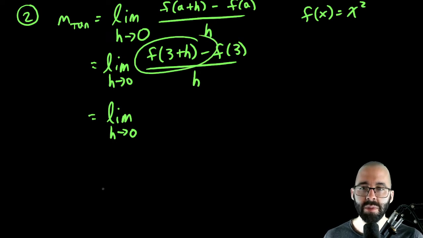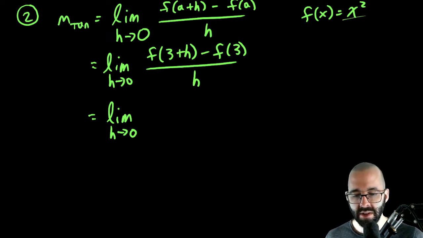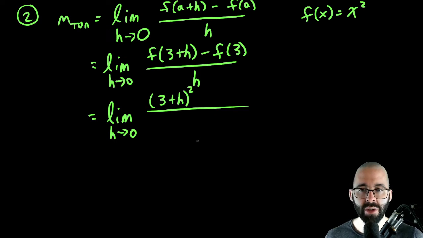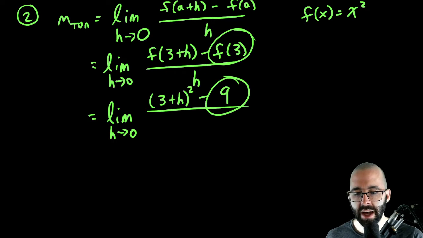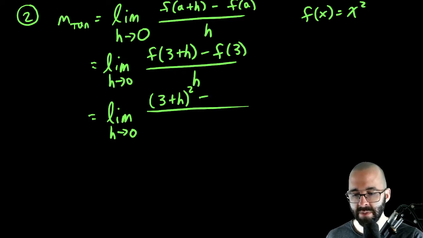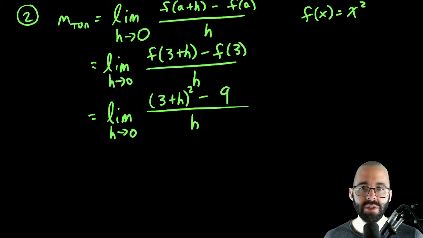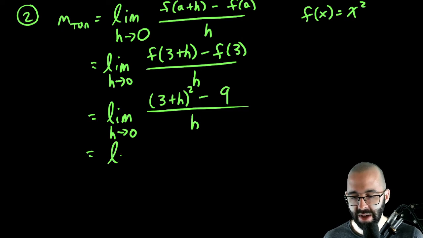This is function composition. This says, this is my function, and I'm plugging in 3 plus h into this function. If we plug 3 plus h into the squaring function, then instead of x squared, we now have 3 plus h squared. We found f of 3 to equal 9 from earlier. And now we just simplify. Because again, we can't use direct substitution here. That causes us to divide by 0. So we have to simplify.